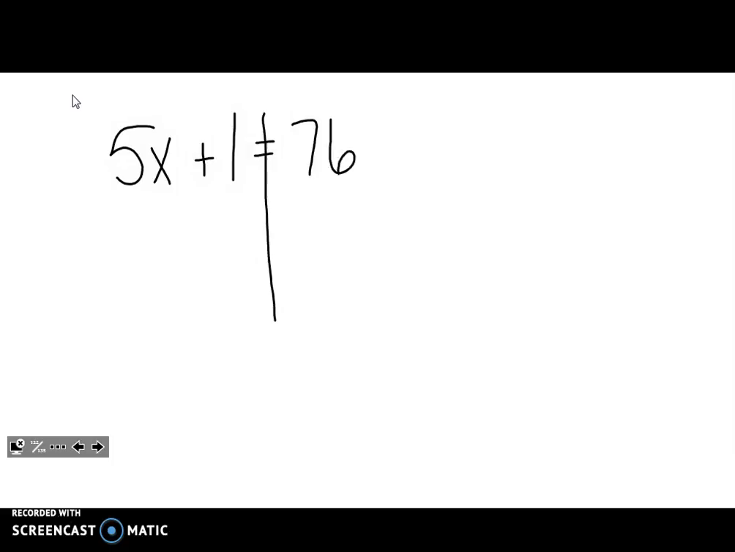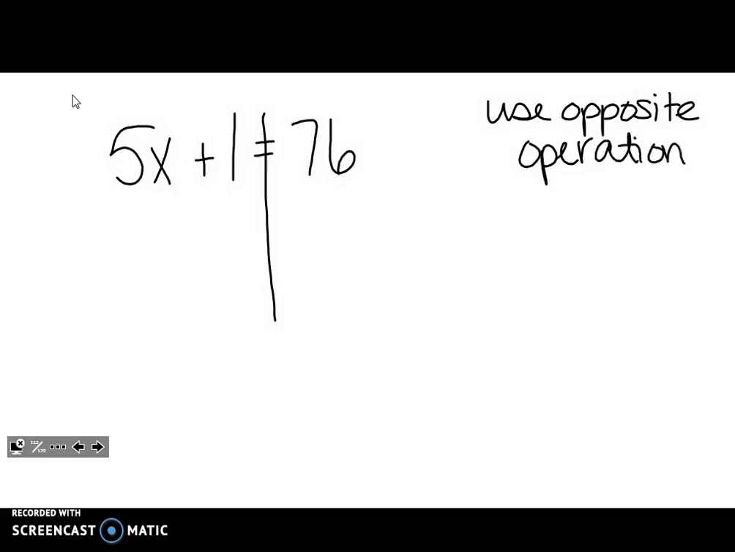This is going to be a review of two-step equations. Remember that we draw a line at the fence. We always move the variable, the number that is furthest from the variable, and we have to use the opposite operations to move across that line.